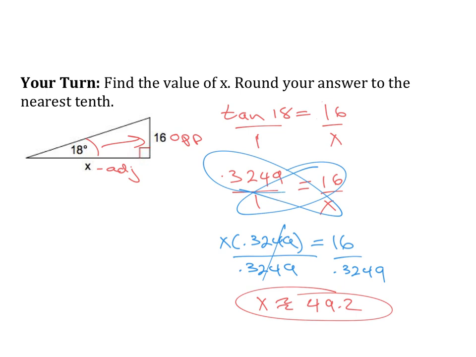And then from there, we're going to cross multiply like we did for our previous examples. When we cross multiply, you get x times 0.3249 is going to equal 16. Then we divide both sides by 0.3249 to get our final answer of x is equal to 49.2. Hope you guys got all that. Let's go ahead and look at some word problems or some applications of this.